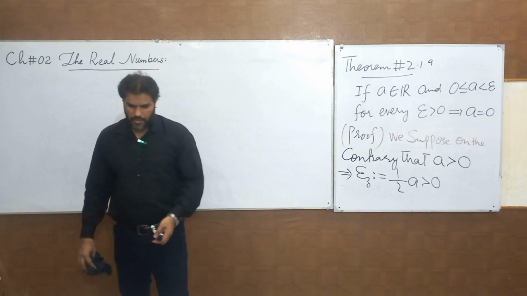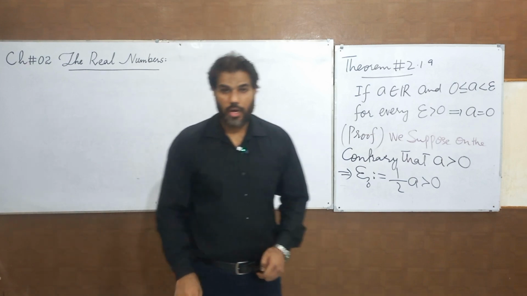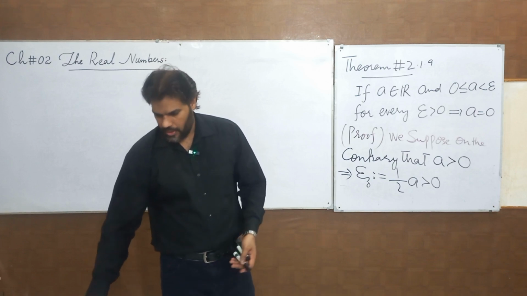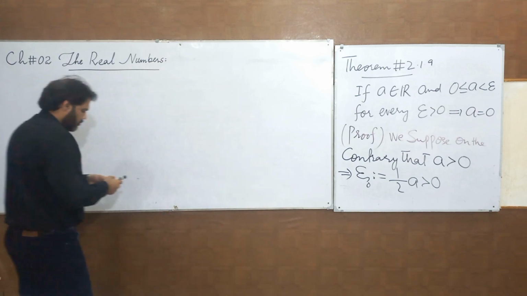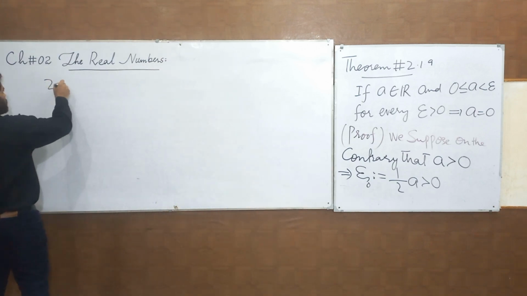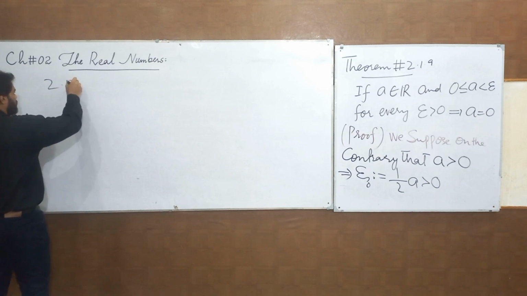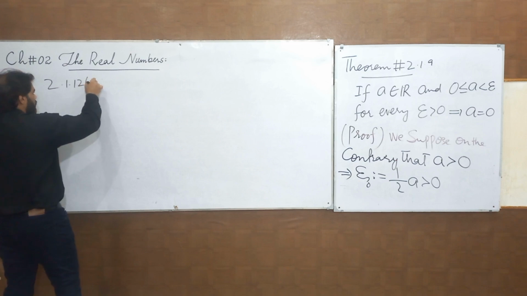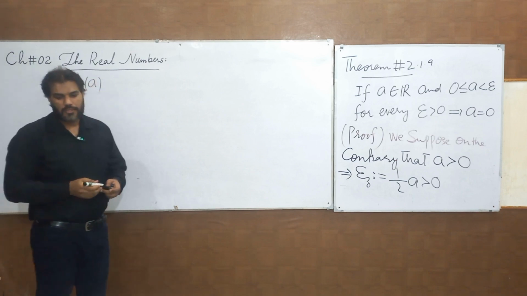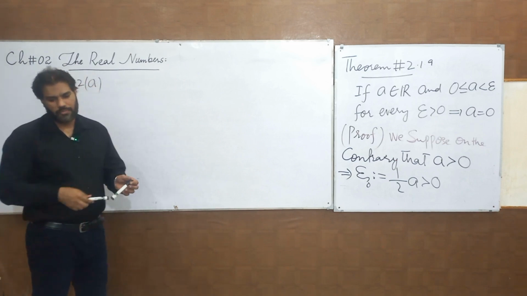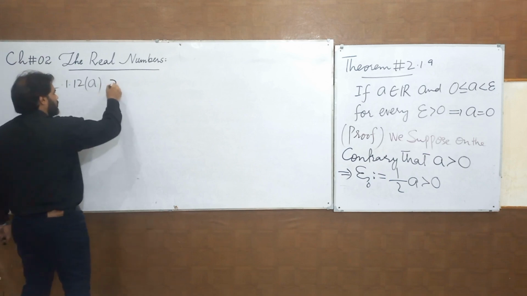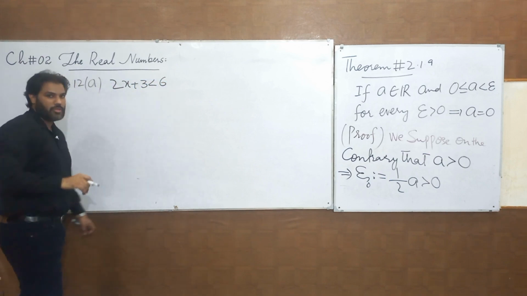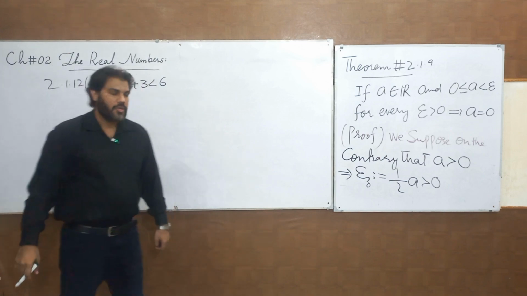Actually, in this example, we have to show how we will use the order properties to solve inequalities. So the first one is 2.1.12. Determine the set A of all real numbers x that satisfy the inequality 2x plus 3 less than 6. The solution set of this inequality is denoted by A.